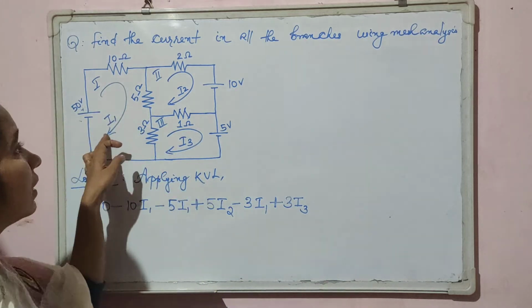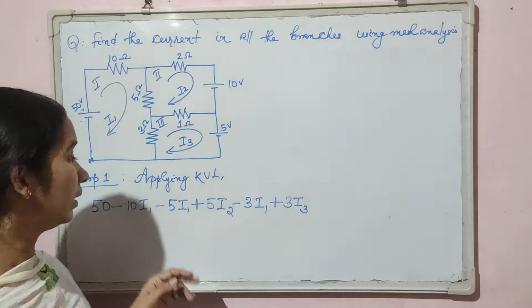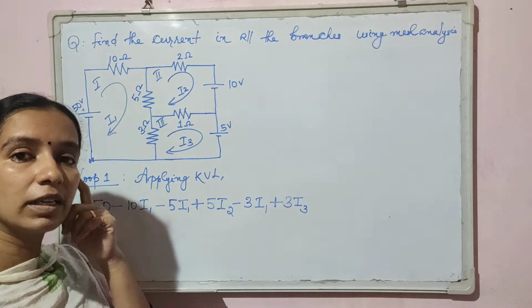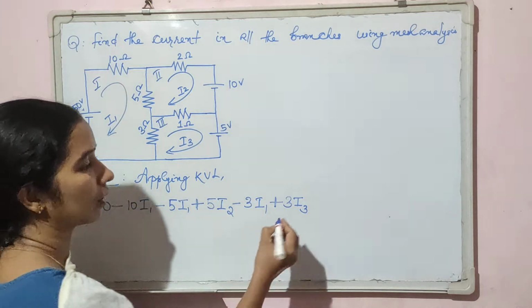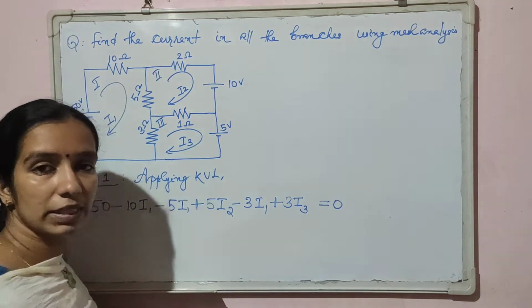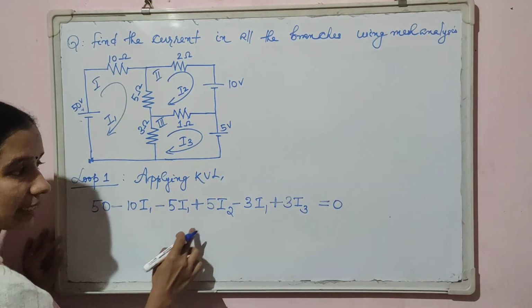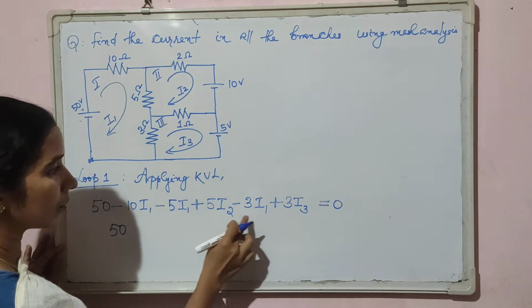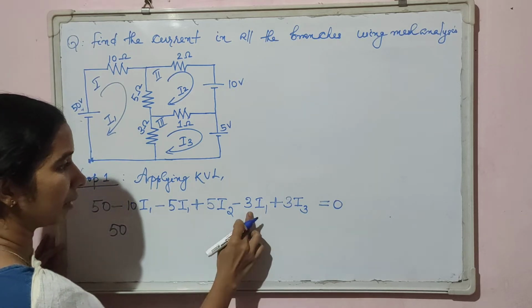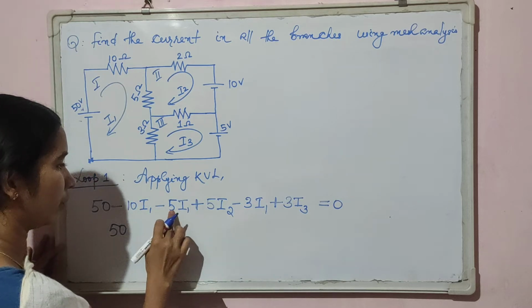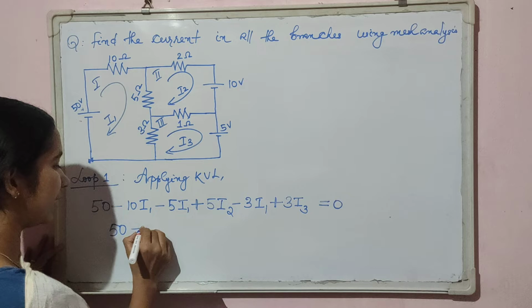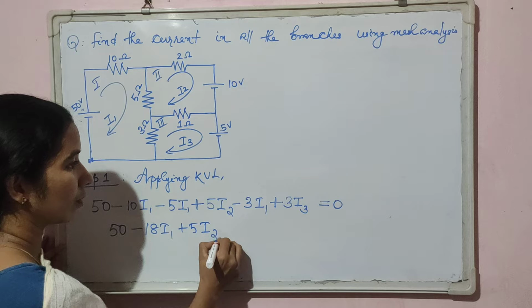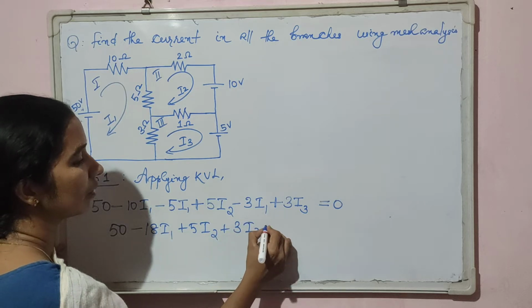Okay, so we have considered the voltage across all the components, and according to Kirchhoff's voltage law, the algebraic sum of voltages around a closed mesh will be 0. So this algebraic sum will be 0. Now let us rearrange the equation. There are three terms containing I1: minus 10 I1, minus 3 I1 and minus 5 I1. So 15 minus 3 minus 18 I1 plus 5 I2 plus 3 I3 equal to 0.